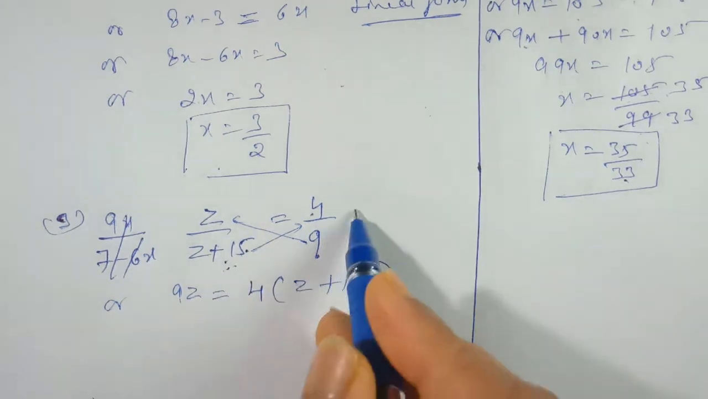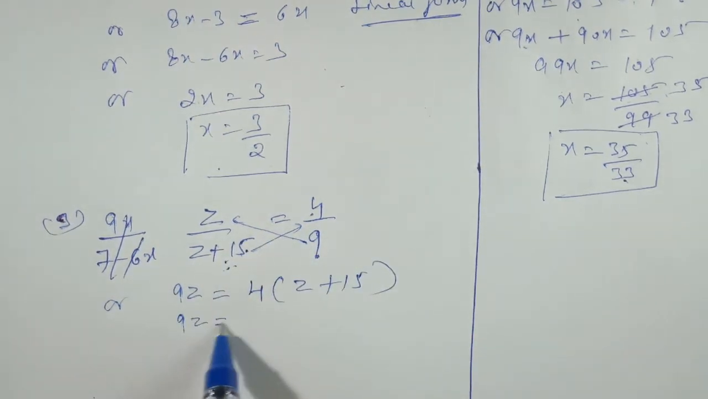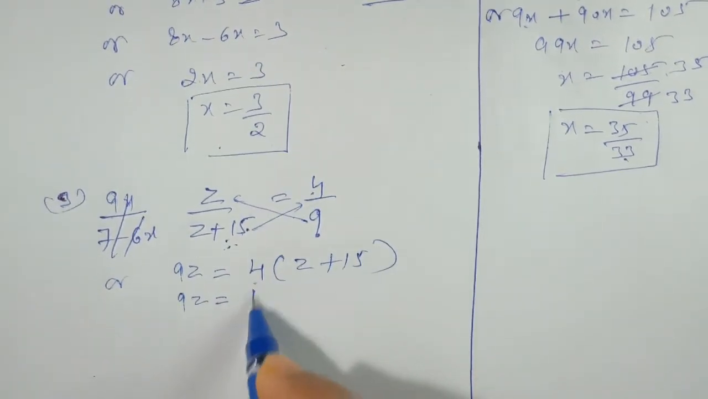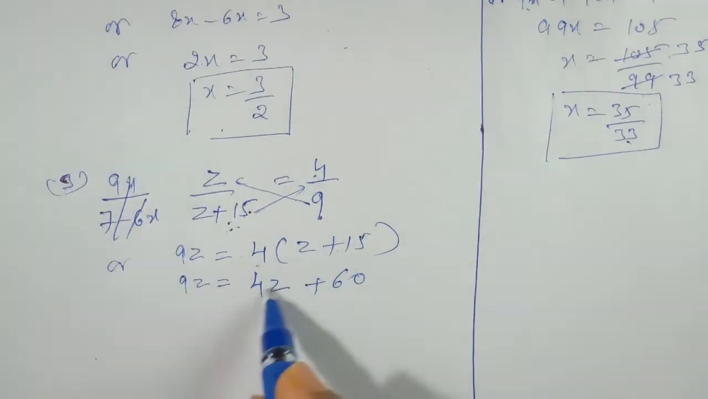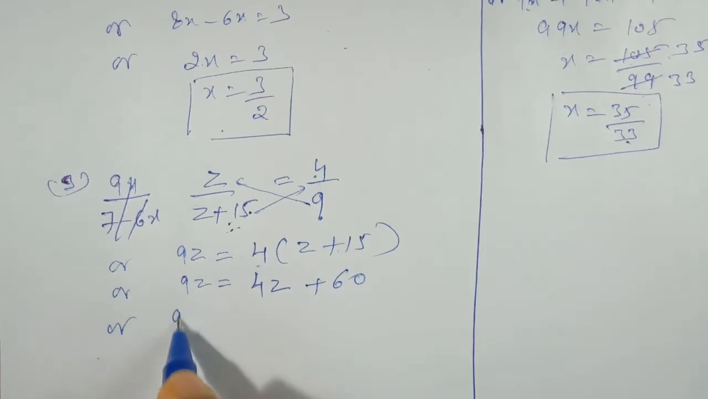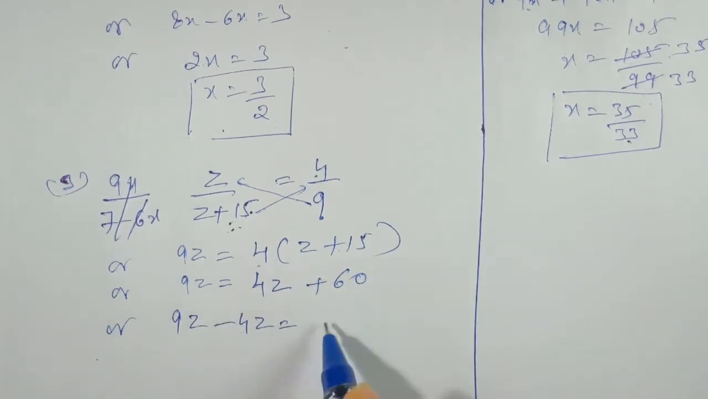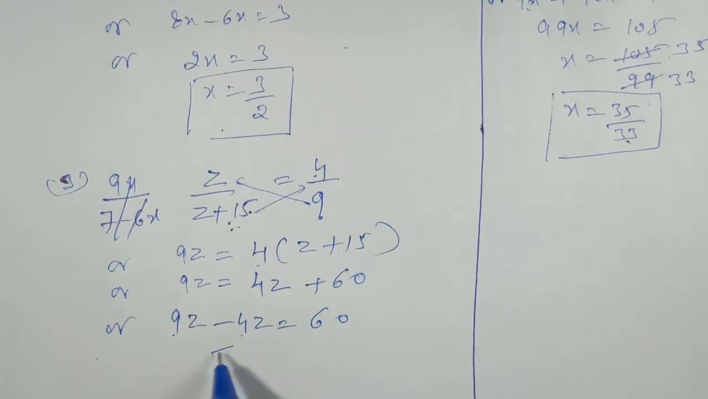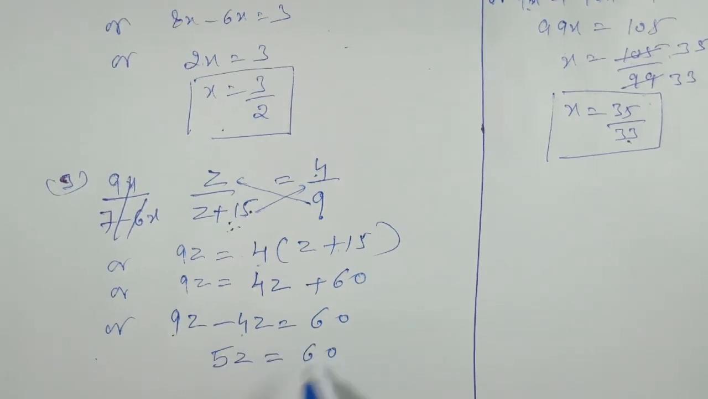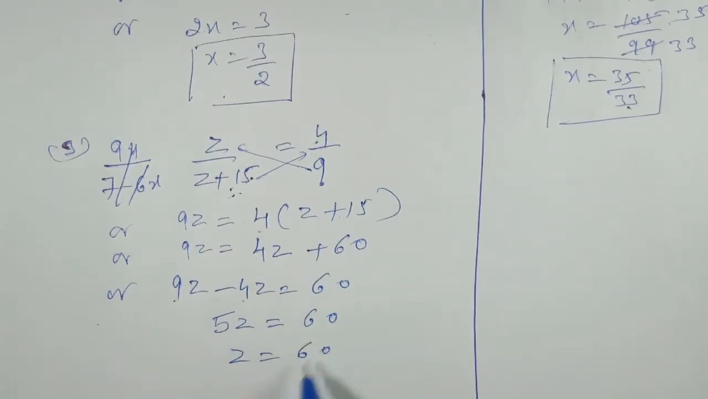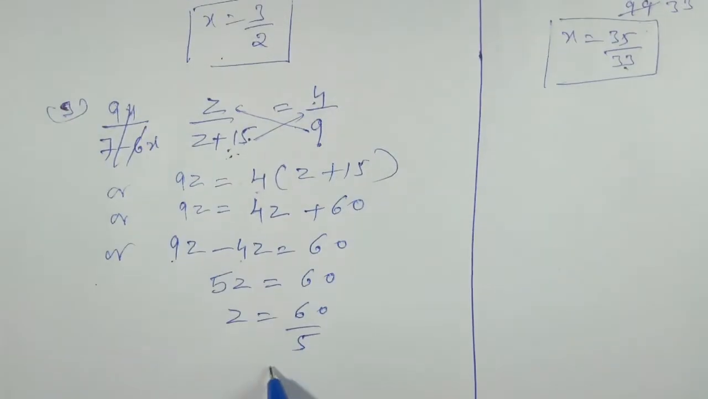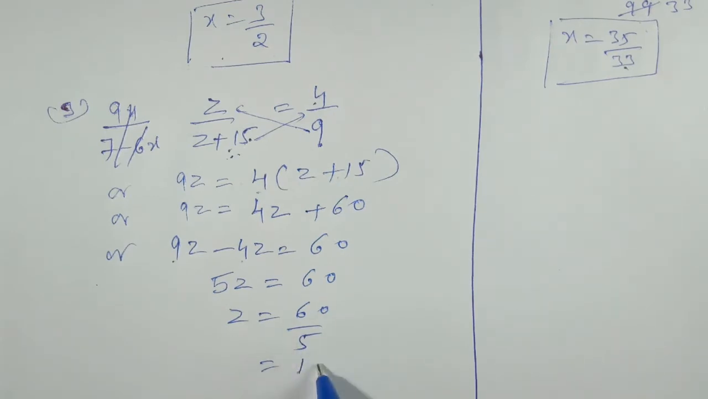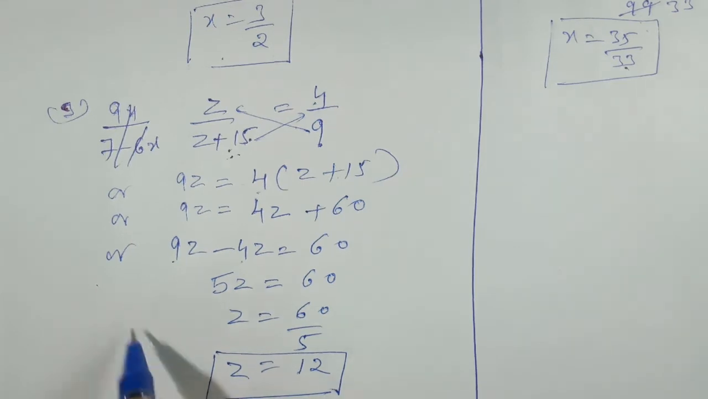This combination will move to the other side and be multiplied by 4. 4 into z gives 4z, plus 4 times 15, which is 60. Take the z term on one side: 9z minus 4z equal to 60. Subtracting both of them, we get 5z equal to 60. So z is equal to 60 divided by 5. It is divisible by 5, so the value of z we get is 12.